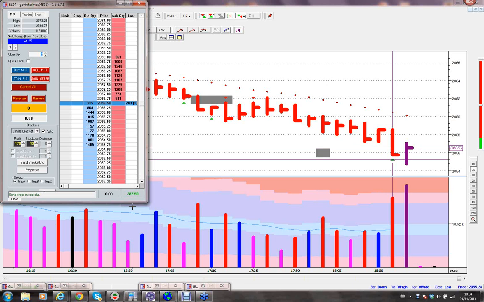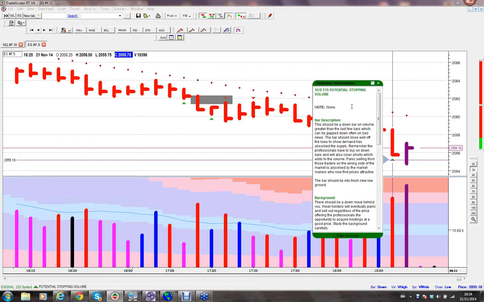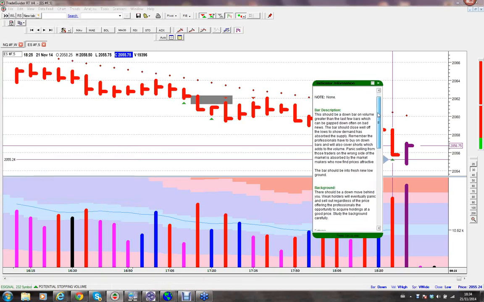That's what you've got to do as a trader. Do not try and hold on. If you see a principle, that's the highest volume we've seen, the next bar looks like it's going to close higher. Read the dialog box and you'll be very, very surprised that it's absolutely correct. The bar is into fresh low ground, which means there's no price action to the left on this 5-minute chart.